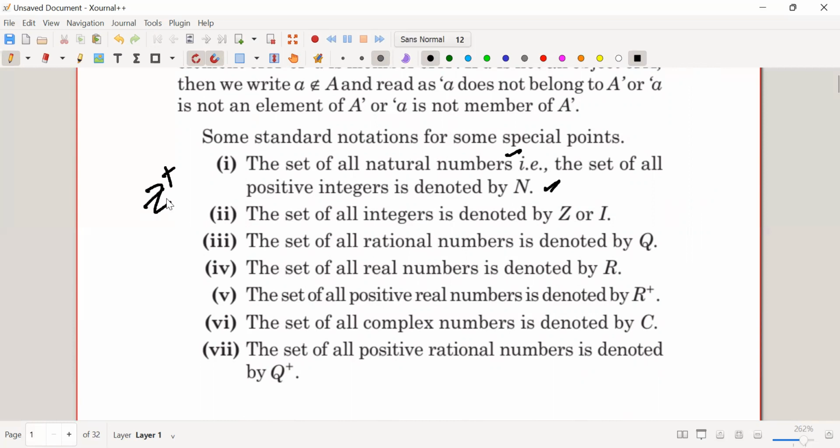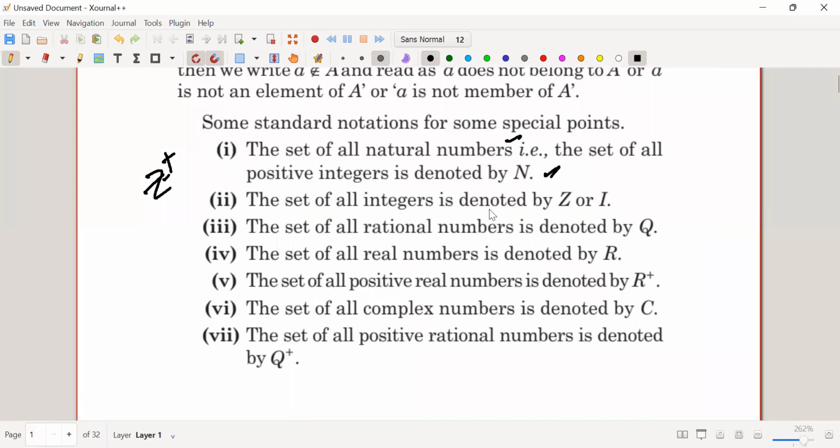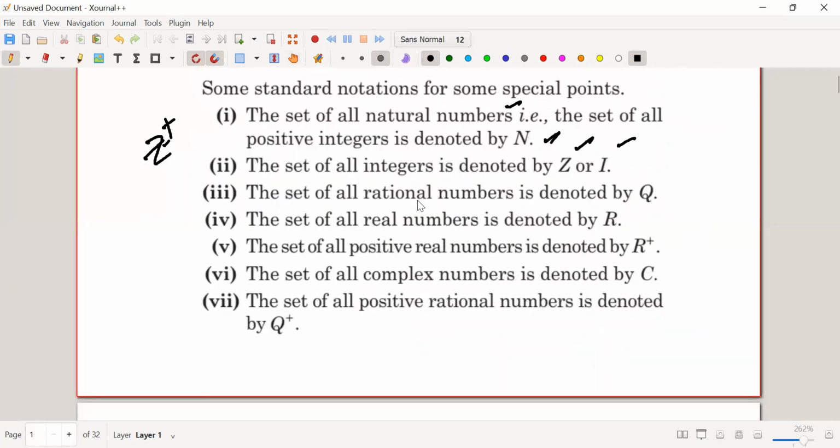Positive integers are also denoted as natural numbers. It's not like we should denote natural numbers by N alone; the set of all positive integers is also denoted this way. All right. Then the set of all integers is denoted by Z or I. The set of all rational numbers is denoted by Q.